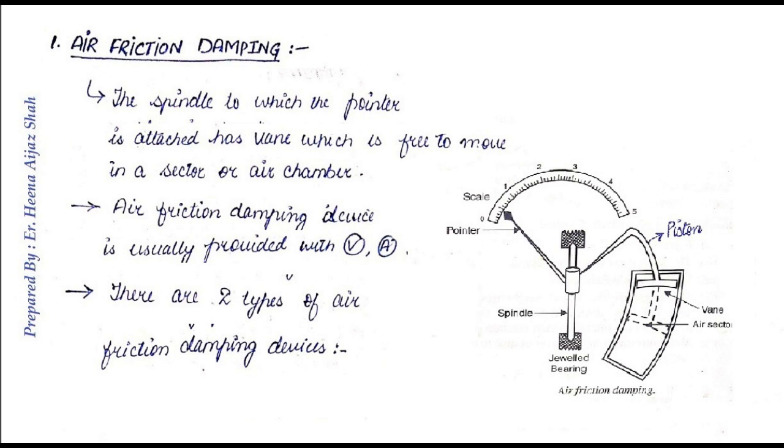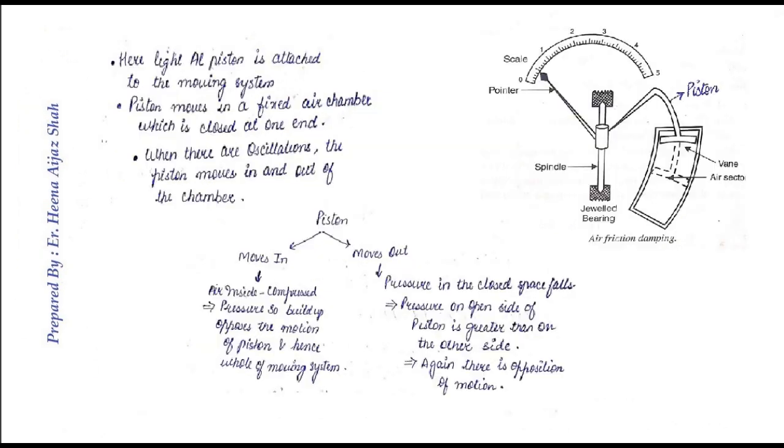Now, in any electromechanical indicating instrument, we use a pointer to take the readings, and this pointer is attached to the spindle. In air friction damping, this spindle has a vane which is free to move in an air chamber, and by its movement in the air chamber, it is able to damp the oscillation. Coming to the first type, as you can see in the figure, a light aluminium piston is attached to the moving system, and the piston is free to move in the air chamber.